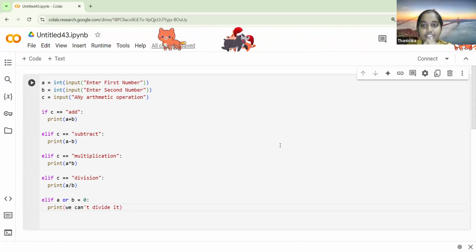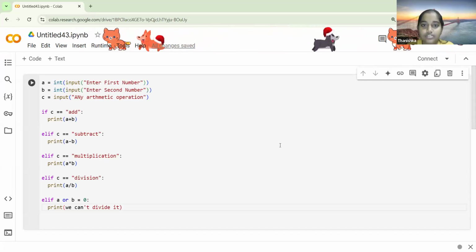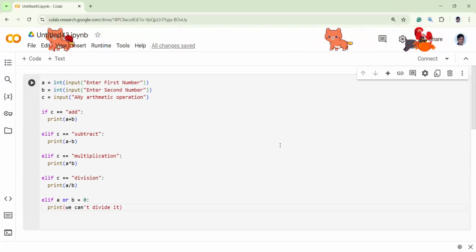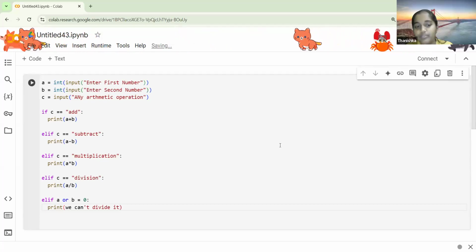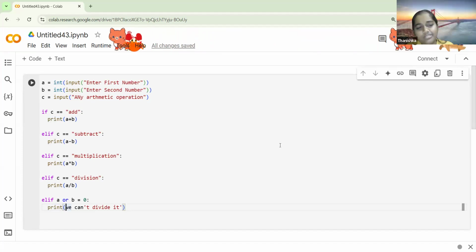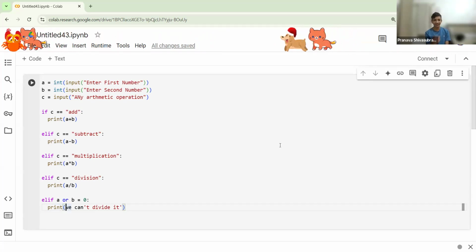Yeah, Nehan or Bharat, did you find any mistake? Yes. Yeah, what is it? In quotation marks in print. And instead of or, we can use it single. Like A equals 0, elif, then again elif B equals 0. I think or is fine. Then only the quotation.